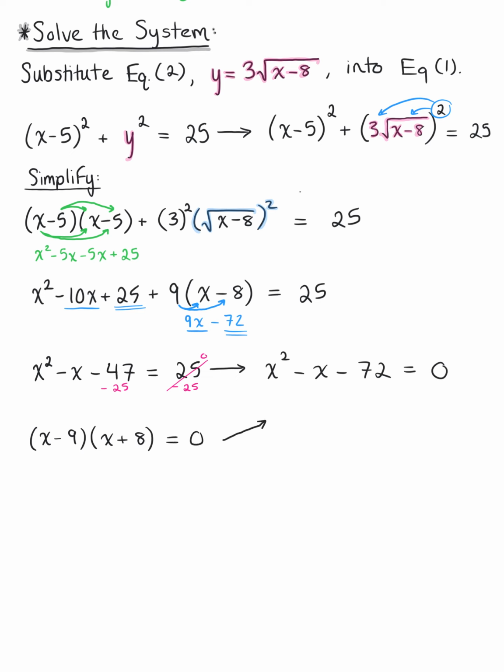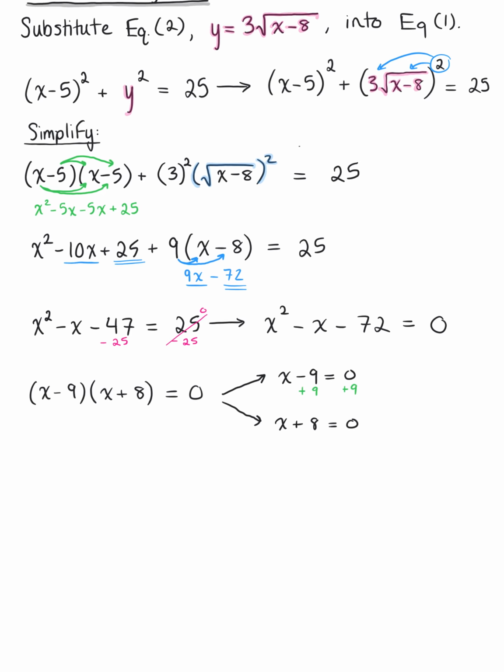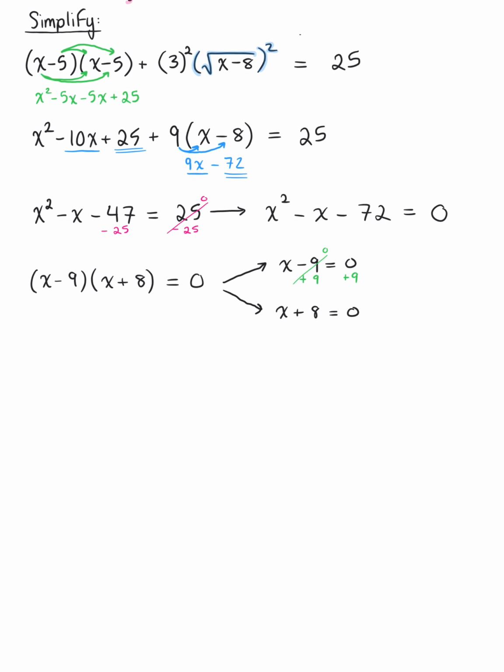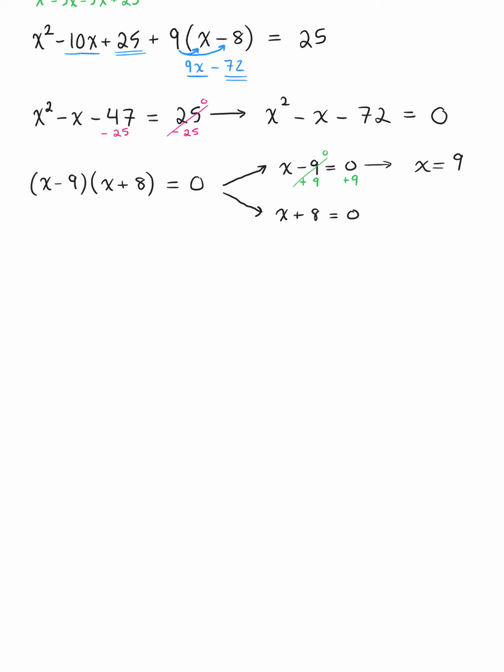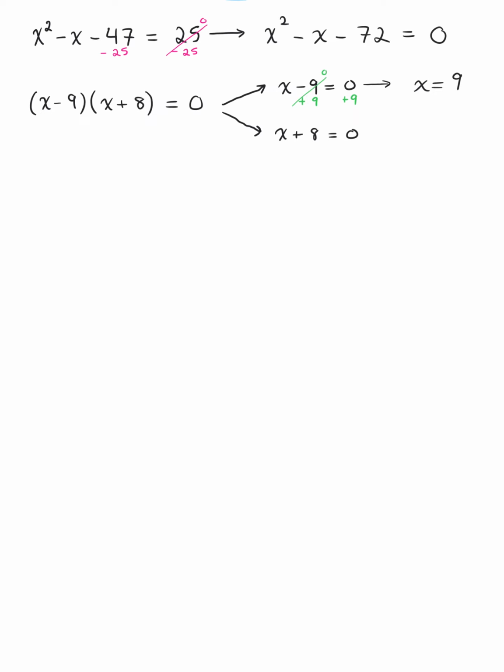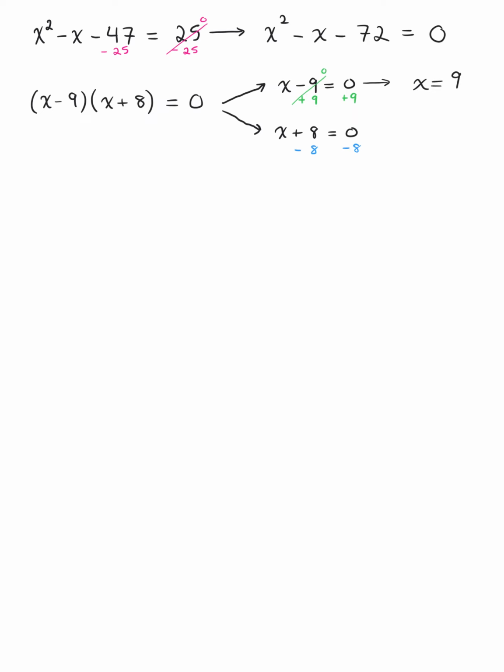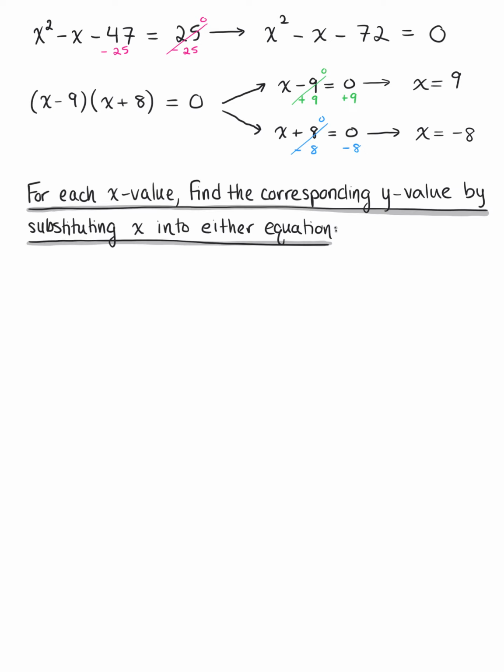And applying the zero factor property, we can now solve each one of these binomials separately to find the x-coordinates of our intersection points. So in case number 1, if we add 9 to both sides of this equation, we're left with the x-coordinate, x equals 9. And very similarly, in case number 2, if we subtract 8 from both sides, we are left with x equals negative 8. Now, for each of these x values, we want to go ahead and find the corresponding y value by substituting x into either equation.